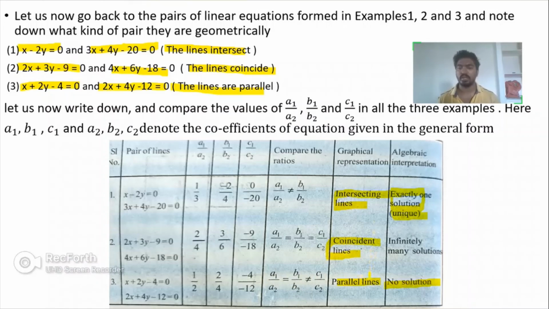So keep these three conditions in mind, so that they help in solving the upcoming problems very easily.